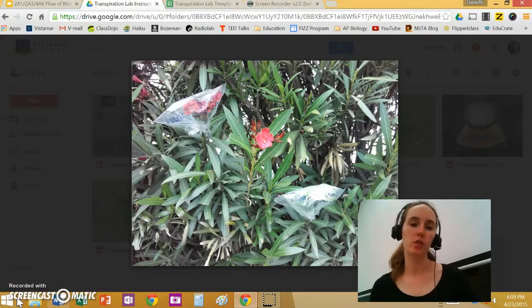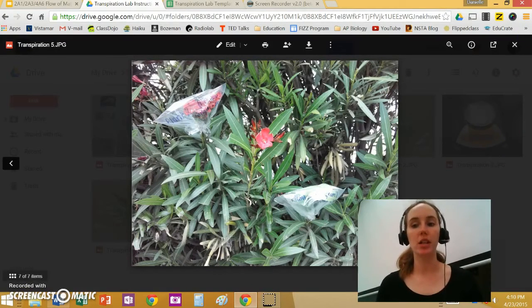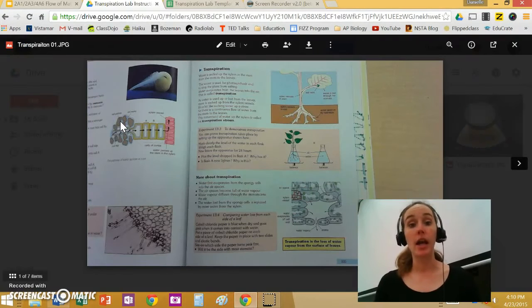Hello fellows, here are the instructions for the next activity we're going to do in biology, and it's all about transpiration. So transpiration is just evaporation of water from the leaves of plants.